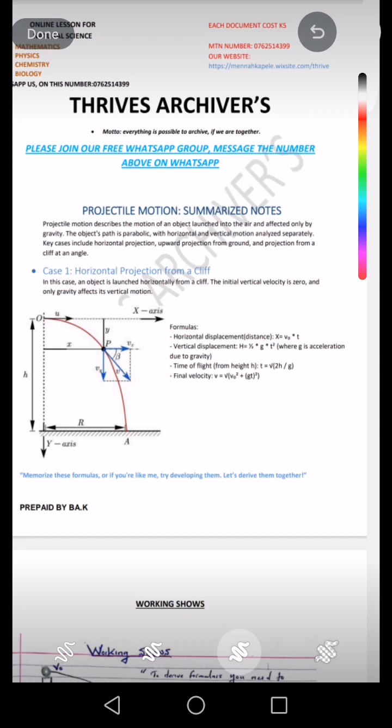So there it is, titled projectile motion. So what is this projectile motion? According to the summarized document which I've shared, or will share in the group, it says projectile motion describes the motion of an object launched into air and affected only by gravity. The object's path is parabolic, with the horizontal and vertical motion analyzed separately. Key cases include horizontal projectile, upward projectile.